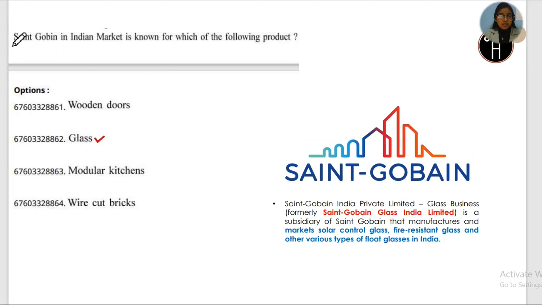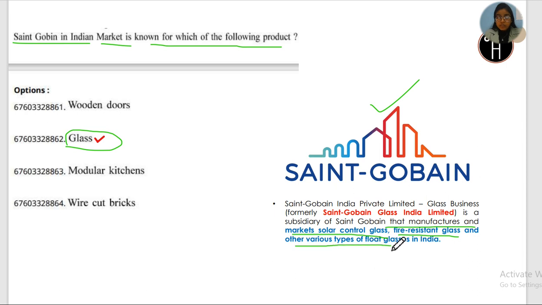Next question you have is, Saint Gobain in the Indian market is known for which of the following products? This is the logo of Saint Gobain. So they are famous for which type of product in the Indian market? They mostly manufacture glass. They manufacture and market solar control glass, fire resistant glass, and various other types of float glass in India. So these are some categories of glass that are manufactured by the Saint Gobain company.